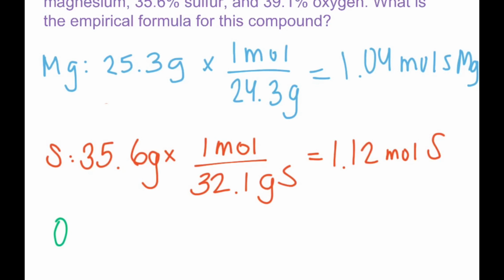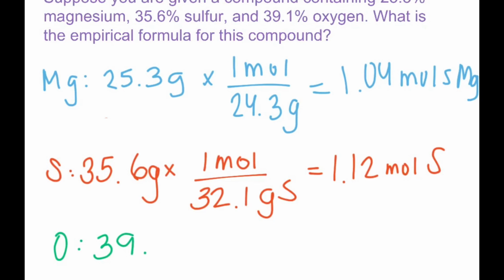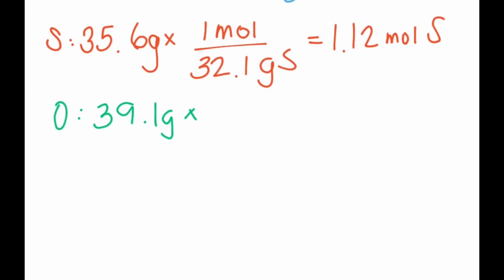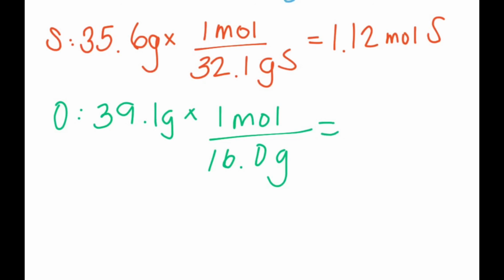The last thing to do is find the moles of oxygen. So we see that oxygen has 39.1%, which is 39.1 grams, and we multiply that by 1 mole of oxygen, which is equal to the mass of oxygen, which is 16.0 grams. We get that there is 2.44 moles of oxygen.